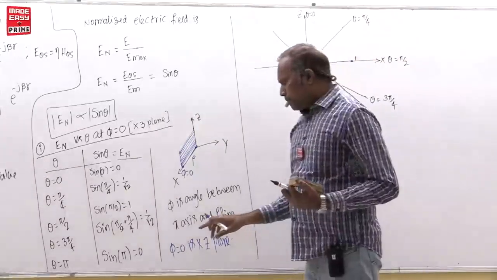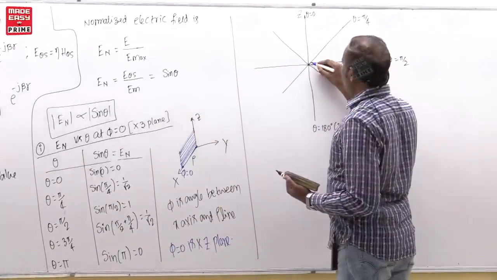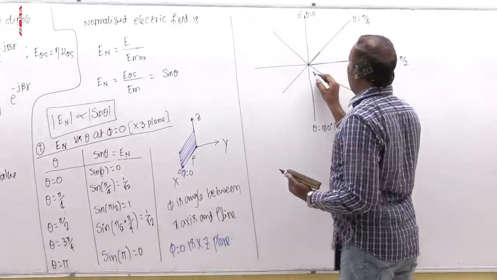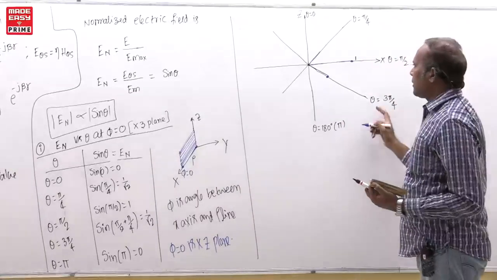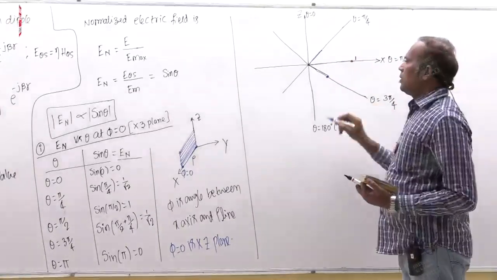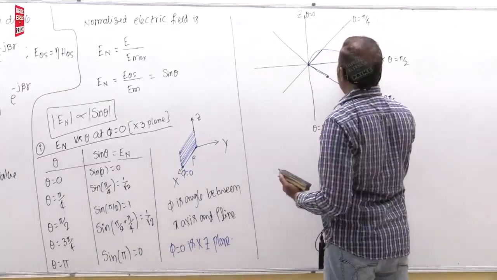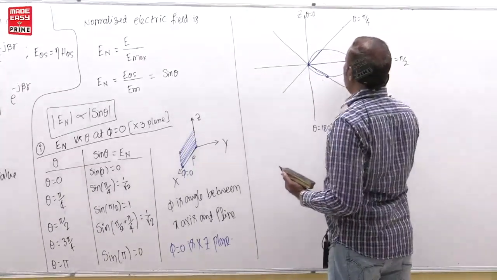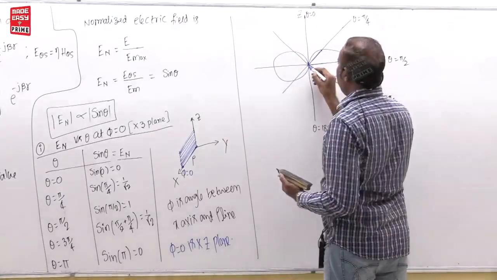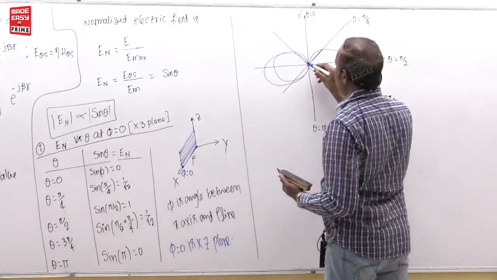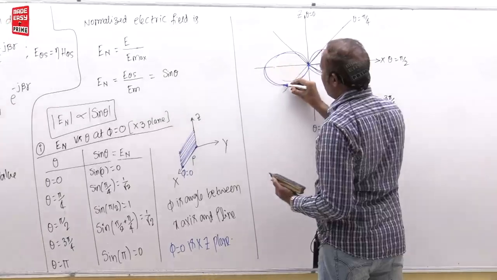Now 1 by root 2 is the value here, and at 135 degrees also the value is 1 by root 2. Here the value is 0. So it will be coming like this actually. Here also it is symmetric. The plot is symmetric. Here it has the maximum value.